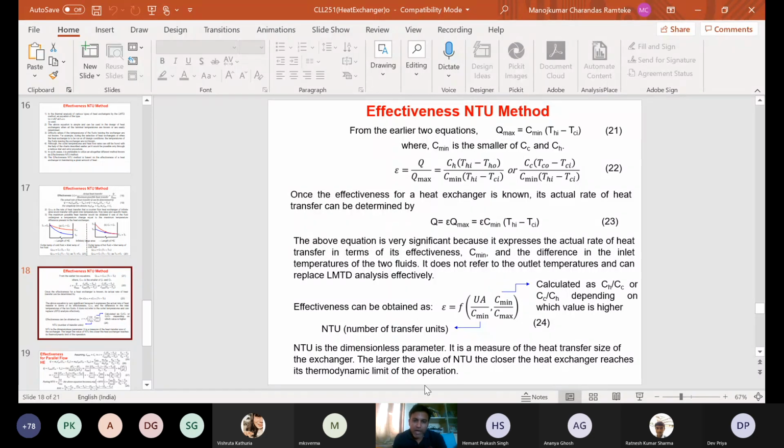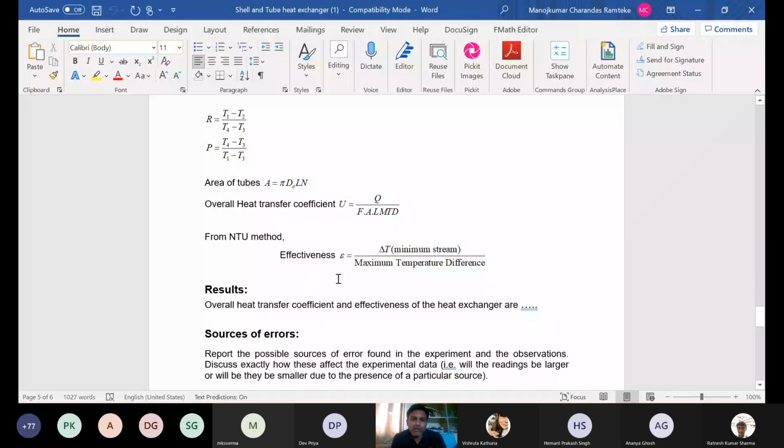lab report. Okay, so I will again go back to the lab report, and then the floor is open for any questions, any clarifications, or if something is not clear. Okay. So this is what is calculated here.